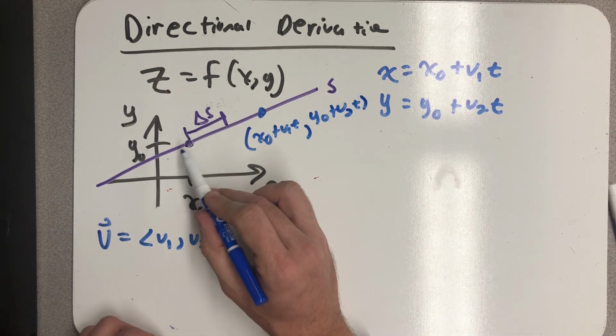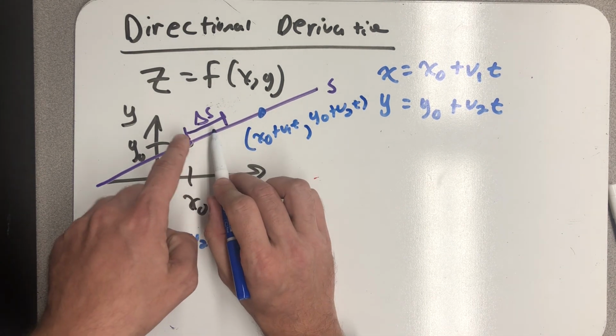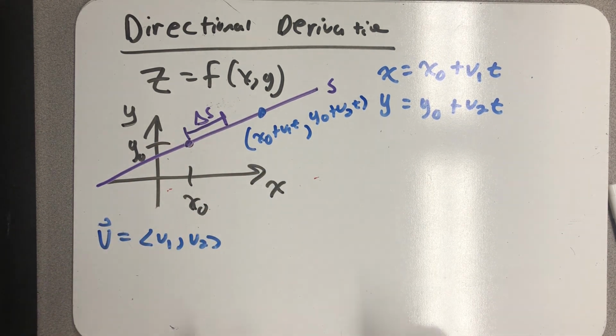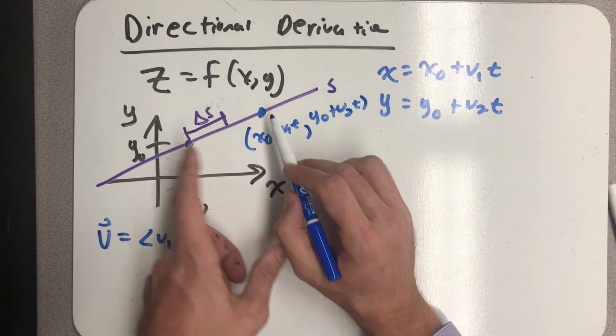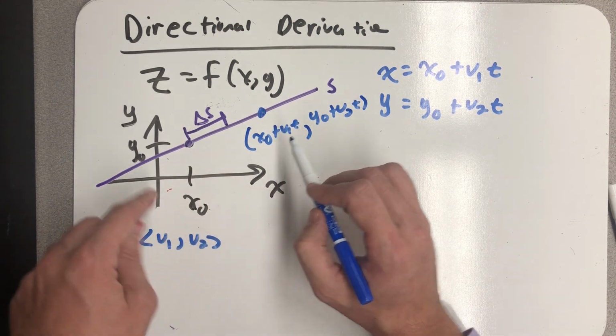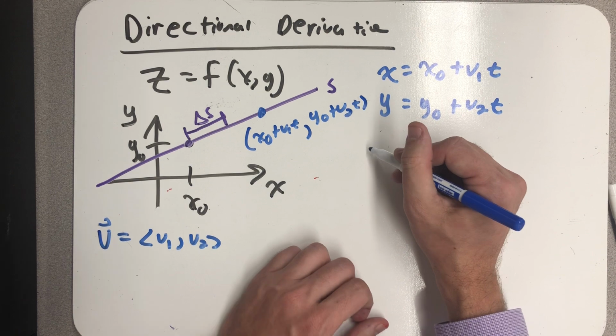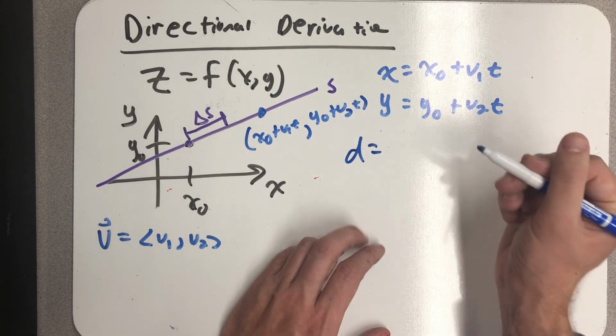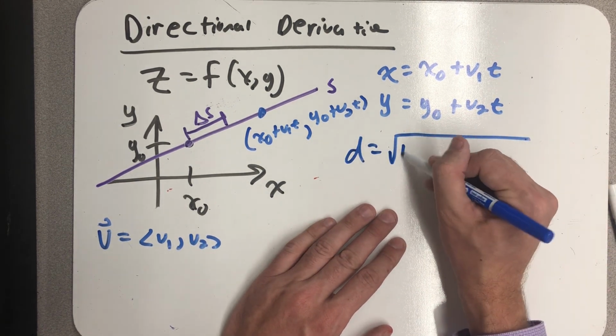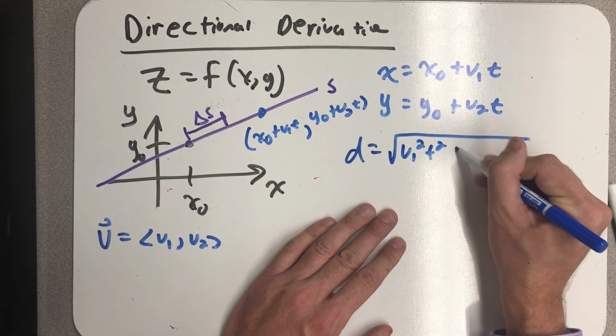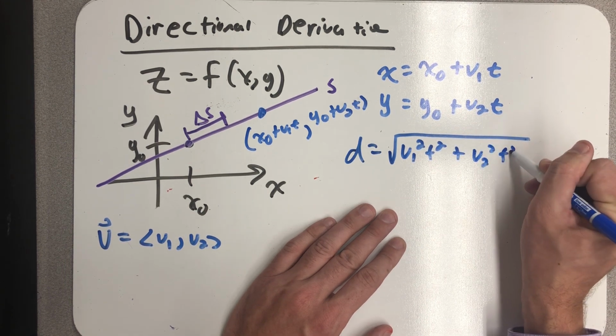I'm interested in the distance we've traveled, right? Because I want to be able to call it delta s. So now what I realize is, to find the distance between these 2 points, I'm subtracting their x-coordinates and y-coordinates and following the distance formula. So the distance between those 2 points would simply be the square root of v1 squared t squared plus v2 squared t squared.